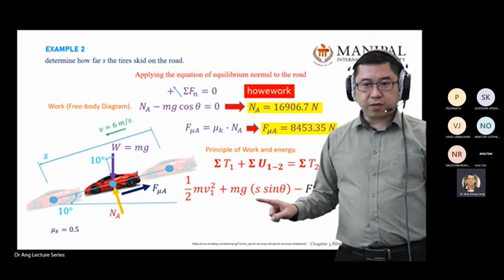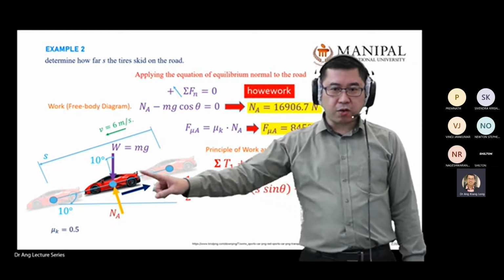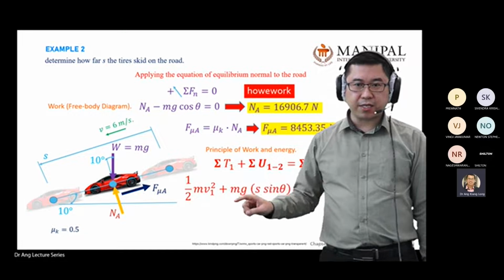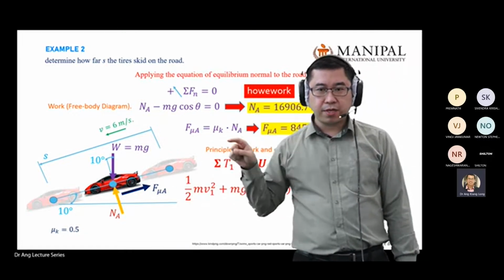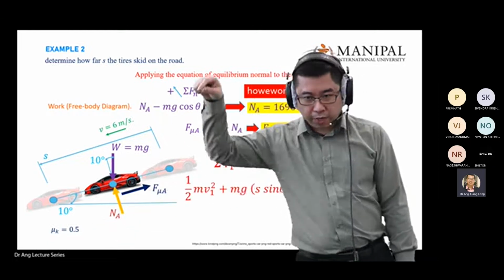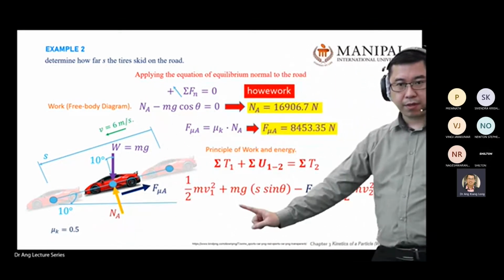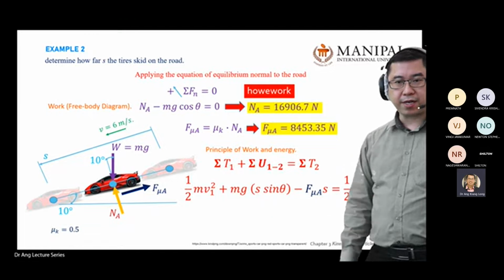The work done by gravity, your W, is positive in this case because the object is moving from high ground to low ground, which is your y positive going down. Okay, positive mg sine theta.